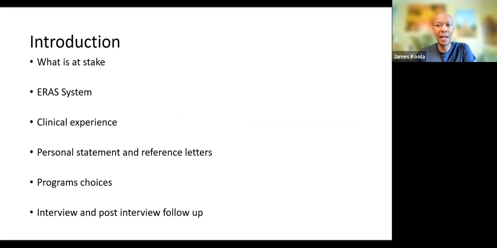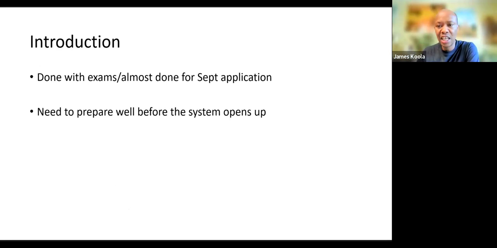So what is at stake? It's the application process. We're going to tell you what is at stake. And then we talk about the ERAS system. And then I'll talk about clinical experience, because it's mentioned a lot in the application: clinical experience, personal statement and reference letters. What do you need? Program choices. The way you choose your program can determine if you succeed or you do not succeed. And of course, the interview process, post-interview and follow-up, and we'll feed in real life examples of what you need to get done and do it well.